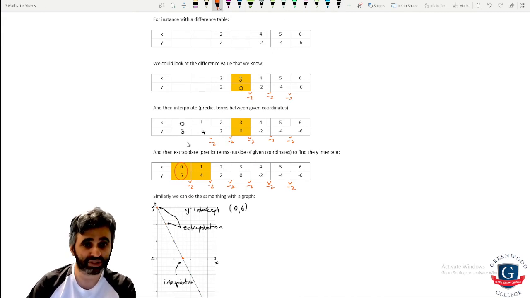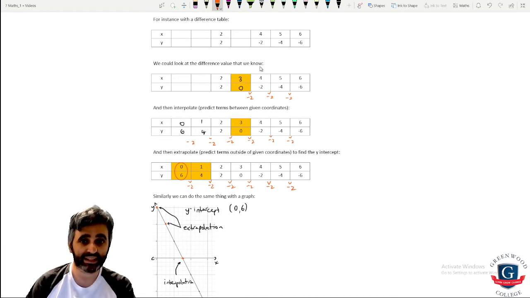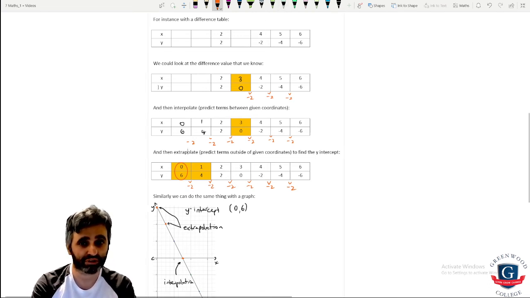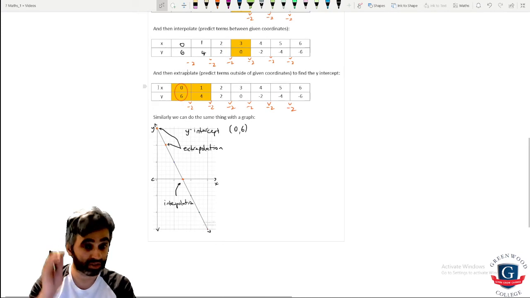Now once we get to 0, 6, in this part here we used interpolation because we were between two known points. 0, 6 is extrapolation because it's outside the points that we've been given. So 0, 6, we've located our y-intercept. We could now start graphing it. We'd have a gradient and a y-intercept.